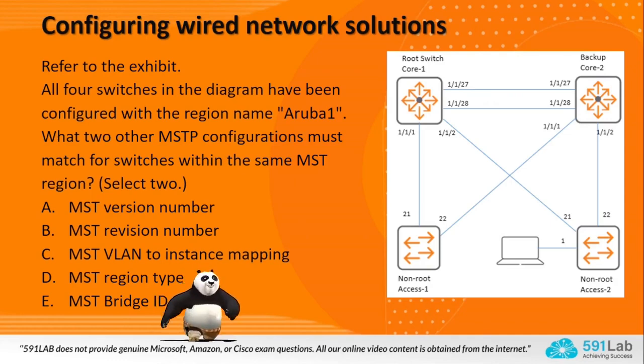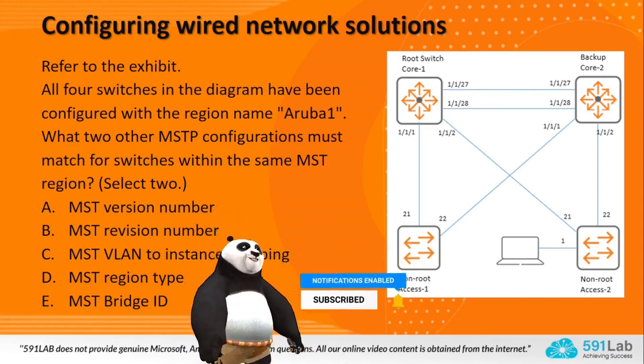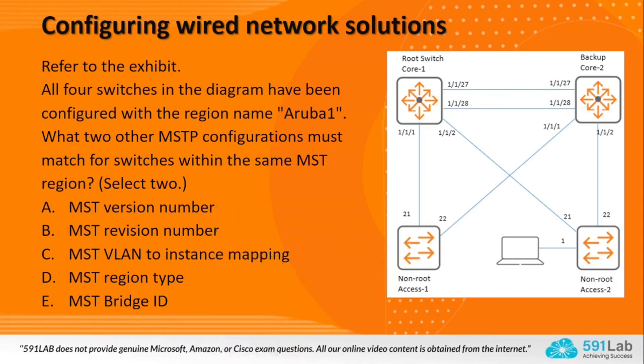Refer to this exhibit. All 4 switches in the diagram have been configured with the region name Aruba 1. What 2 other MSTP configurations must match for switches within the same MST region? Okay, we have to select 2 answers. So there are 4 switches. The upper 2 switches, they are called root switch core 1 and backup core 2. And there are access layer switches, non-root access 1 and access 2.